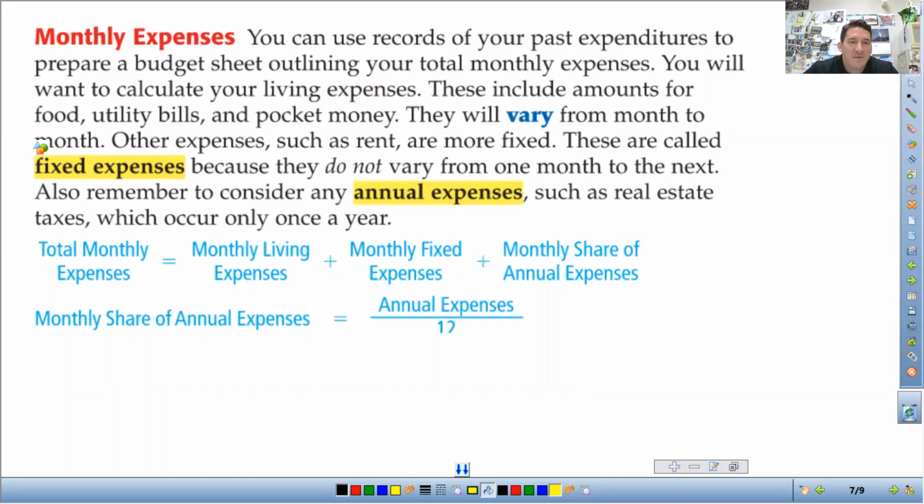So to figure out your total monthly expenses, you need your monthly living expenses, those that can vary from month to month, but you want to make sure you set an amount that you're not going to spend more than for those monthly living expenses. The fixed expenses are going to be the same from month to month, and then there are some annual expenses that you're going to want to figure down into how much that is per month that you need to set aside. So let's look at an example of a budget sheet.